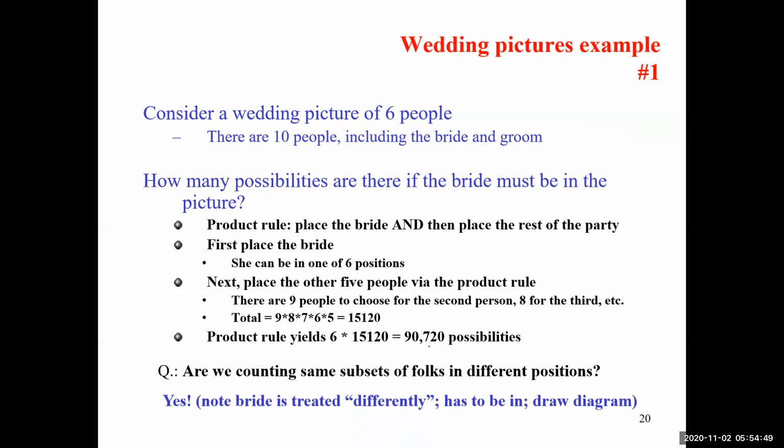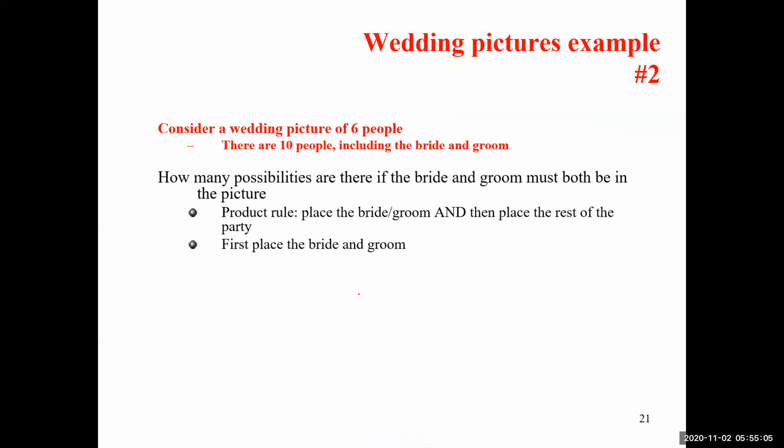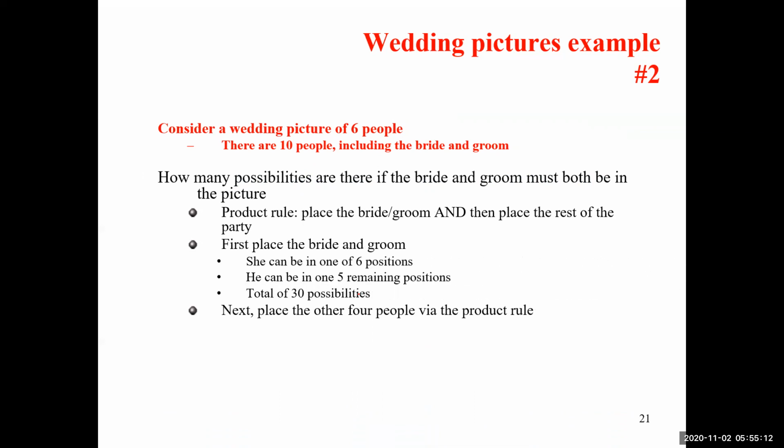Okay. Now, how many possibilities are there if the bride and groom must both be in the picture? Again, we'll use the product rule: place the bride and groom, and then place the rest of the party. So first place the bride and groom, and the next 4 places go to the other people. The bride can be in one of the 6 positions and the groom can be in one of the 5 remaining positions, so the total possibilities are 30.